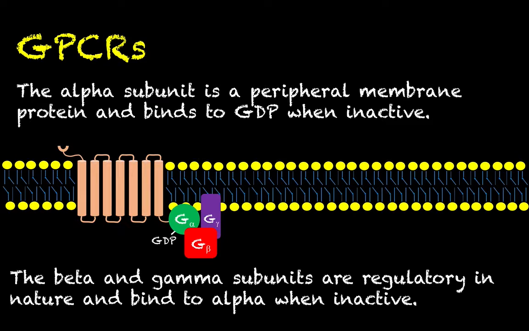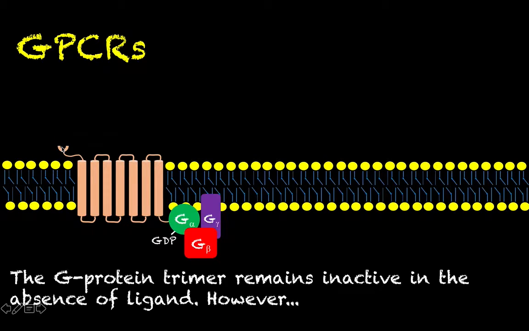The beta and gamma subunits are regulatory proteins that bind to the alpha subunit when it is in an inactive state. So, the important thing that you'll notice here is that the alpha subunit is inactive when the receptor is not bound to its particular ligand. Like I said, in the absence of the ligand, this whole setup here is going to be in a state of dormancy. It's going to be inactive, but let's see what happens when the actual ligand binds.